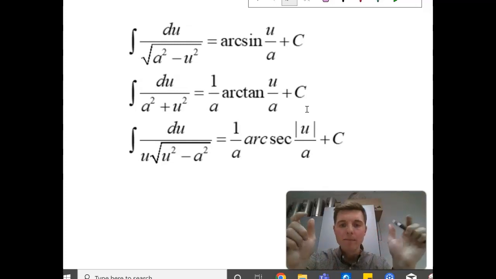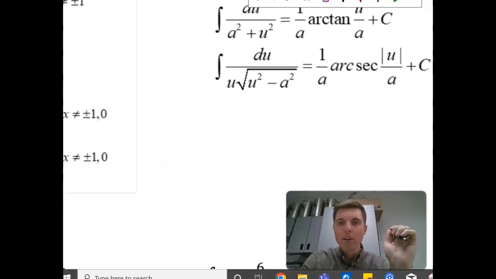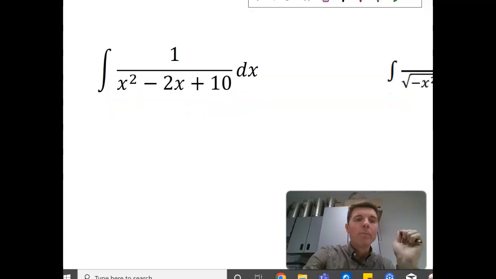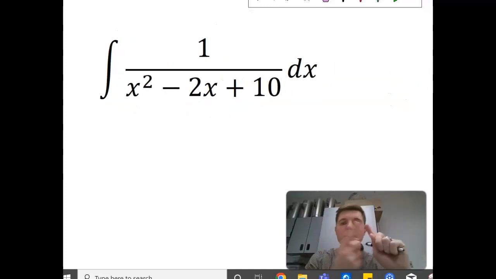All of this will involve completing the square. So let's do two examples. You'll see what I mean here in a second. Step 1. Is this a u sub problem? Remember a fun game of yes or no? If I took the derivative of the bottom, does that show up anywhere else? No, so it's not u sub.